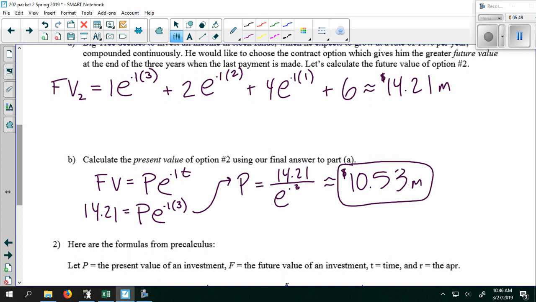So option 2 is equivalent to saying we'll pay you $10.53 million today. Or you could wait 3 years and we'll pay you $14.21 million 3 years from now. Or we can pay you $1 million now, $2 million next year, $4 million the year after that, and $6 million the year after that. Those are all equivalent future valued means of paying him.